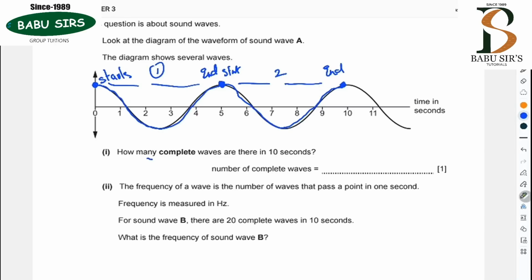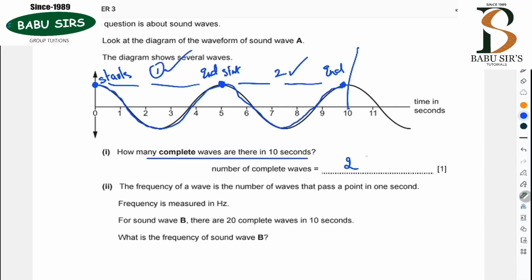So how many complete waves are there in 10 seconds? So you can see in 5 seconds it has done 1 round, and in 10 seconds it has done 2 rounds. So the number of complete waves is 2.